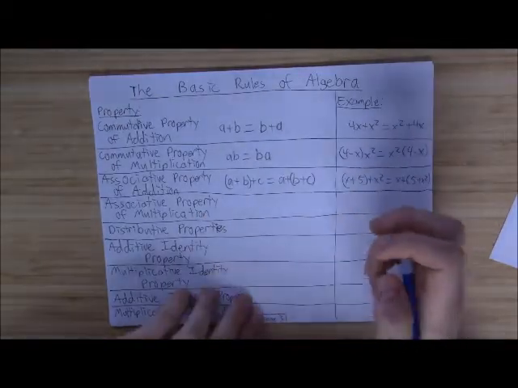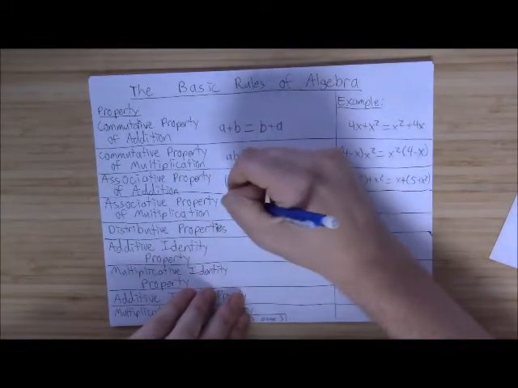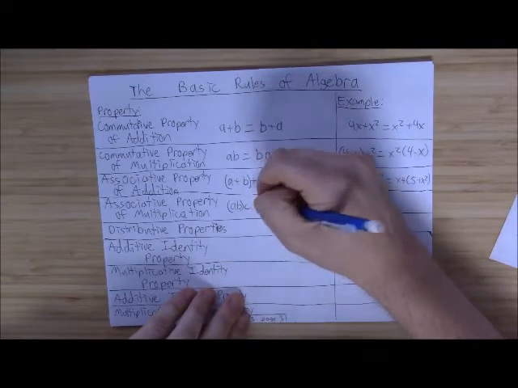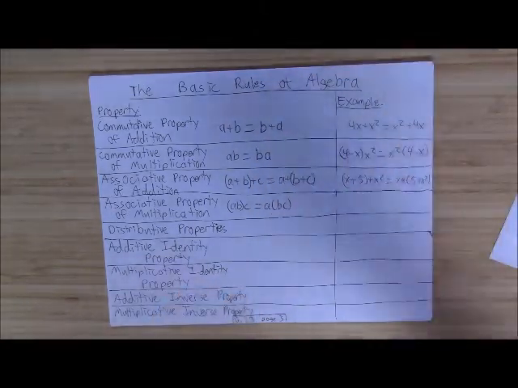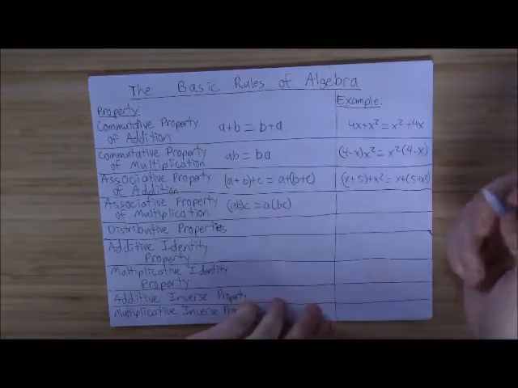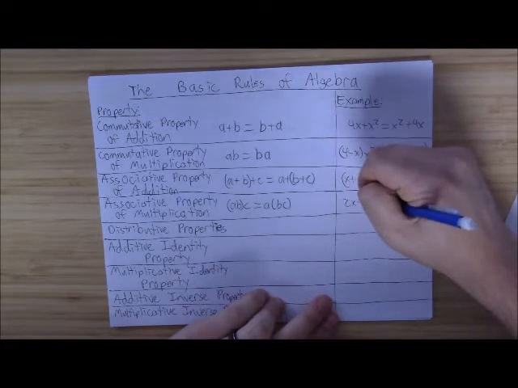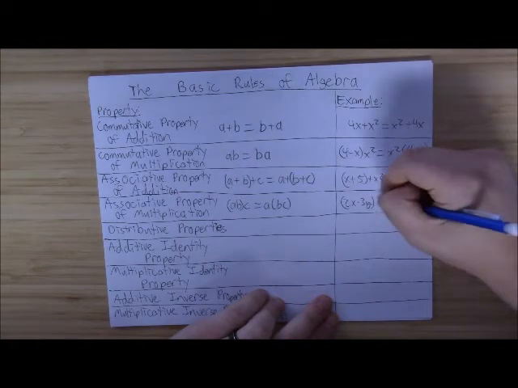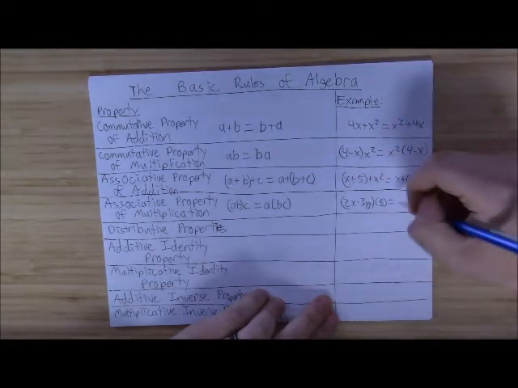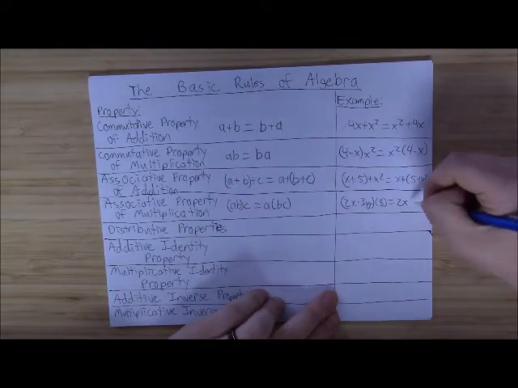The associative property of multiplication is very similar. It says if we do a multiplication with a and b first, then multiply by c, it's the same thing as taking the multiplication of b and c first and then multiplying by a. For example, we could write (2x times 3y) times 8, or we could also write 2x times (3y times 8), and that would be the same thing.